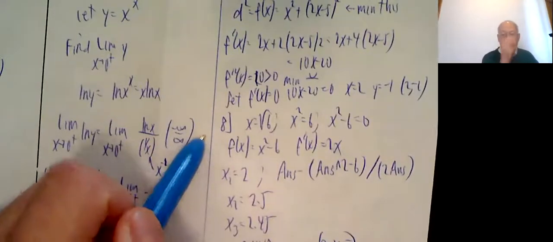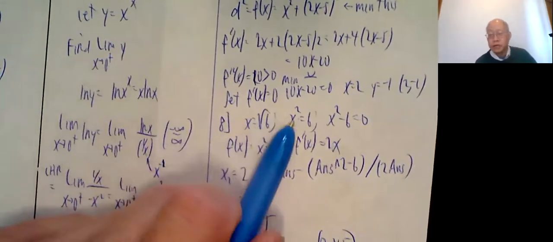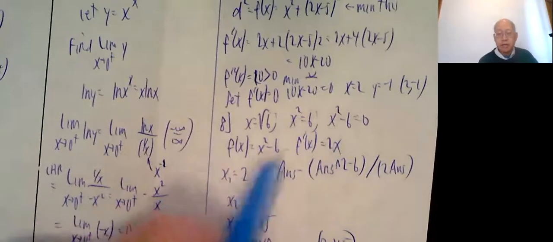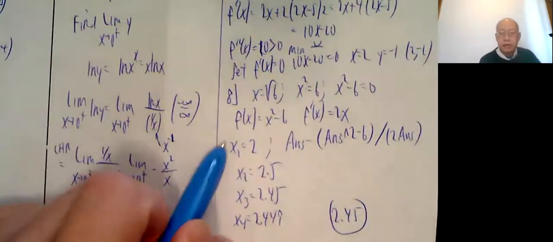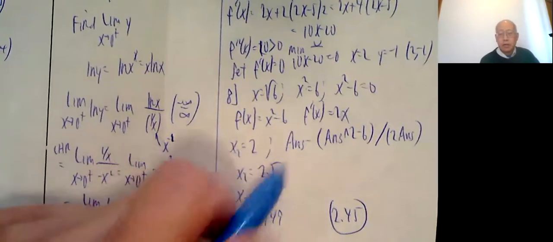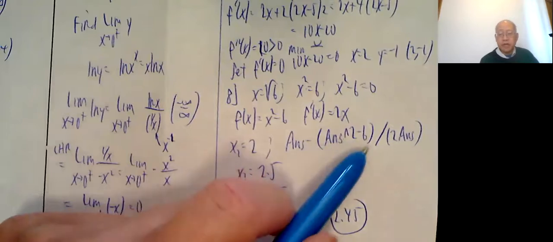Okay, 8. Square root of 6. X is square root of 6. Square both sides. X squared equals 6. Subtract 6. So my function is x squared minus 6. The derivative is 2x. So x1, my first guess is 2. You could pick 3. Okay, then using a shortcut, I hit answer minus answer squared minus 6 divided by 2 answer.